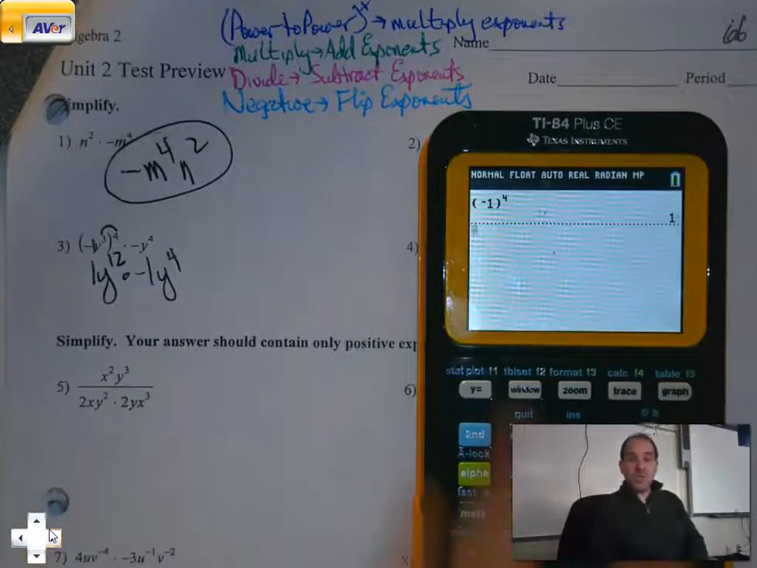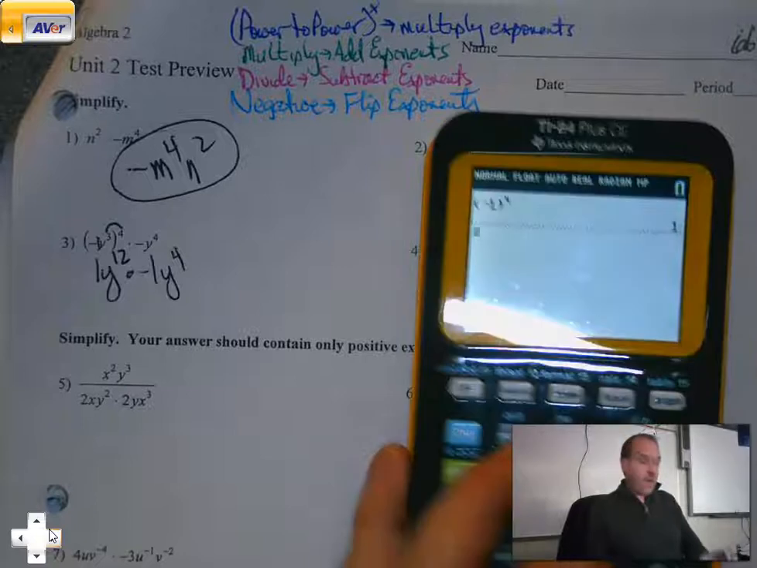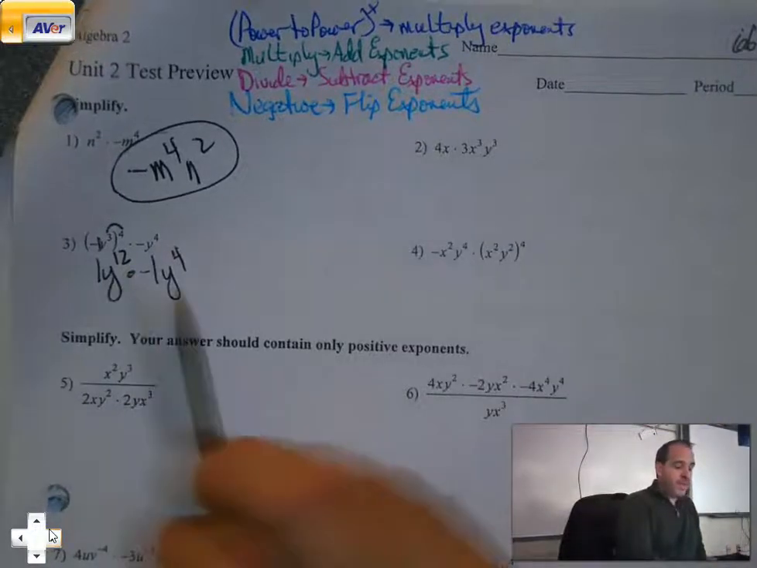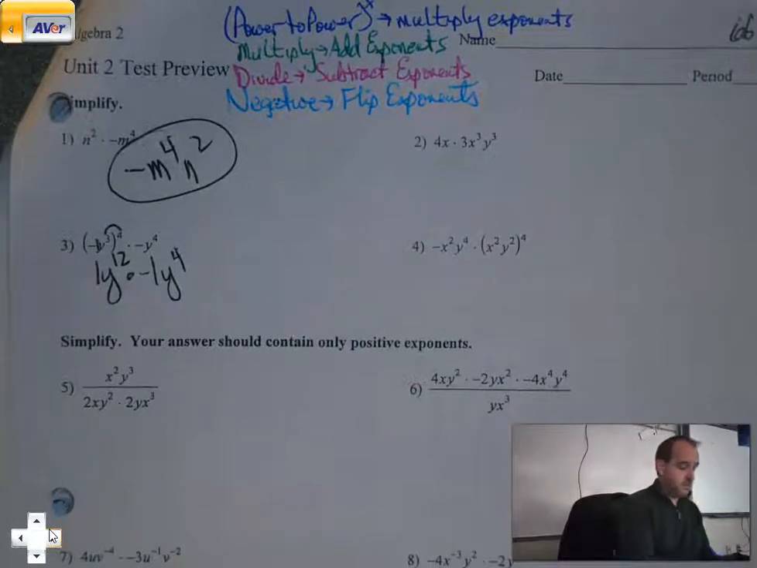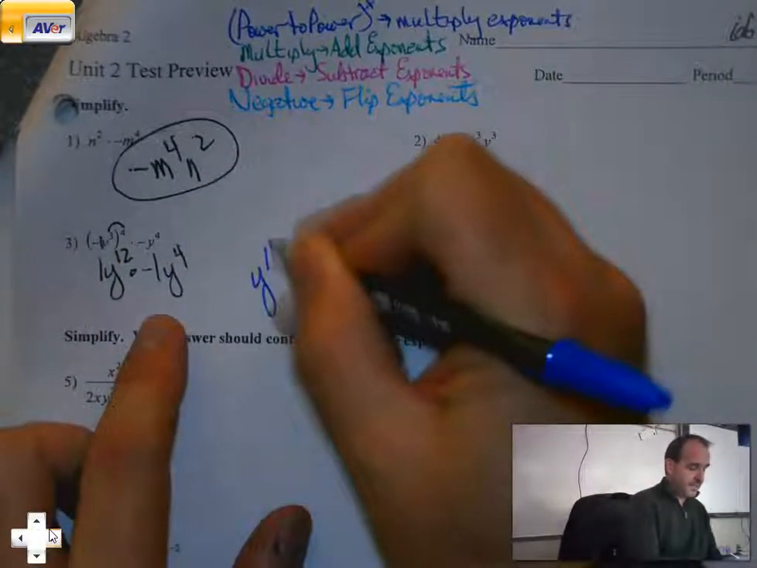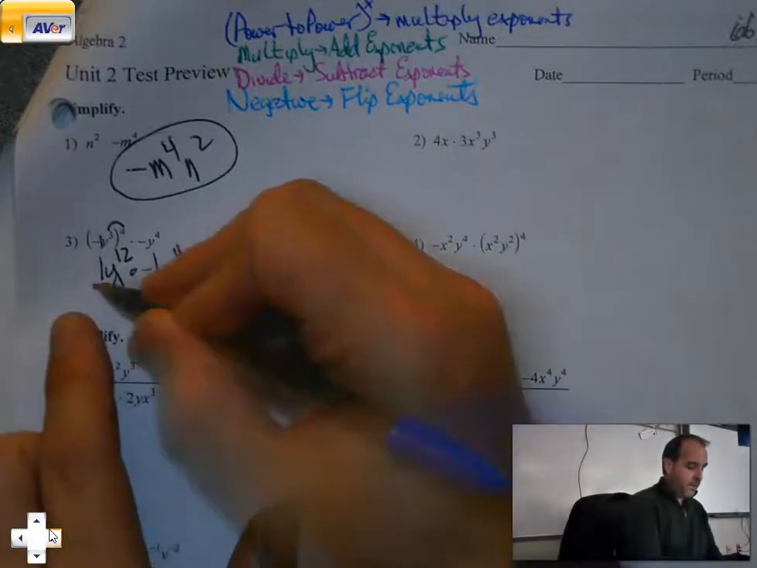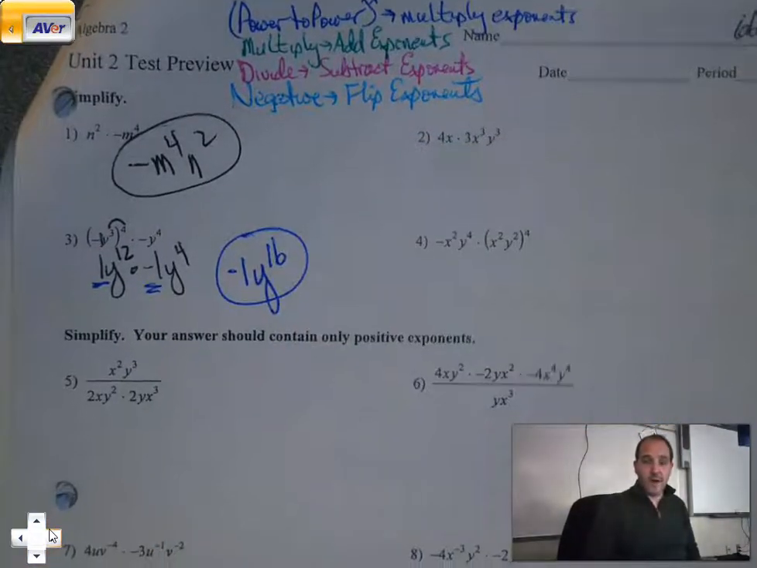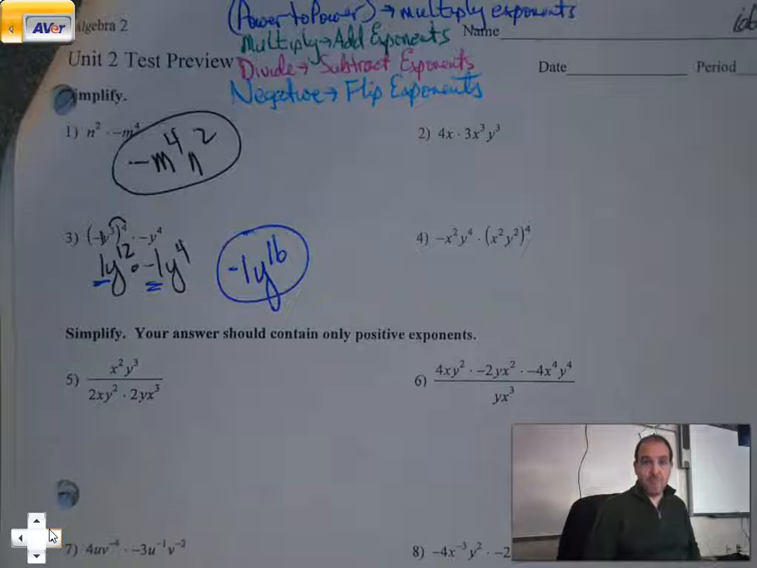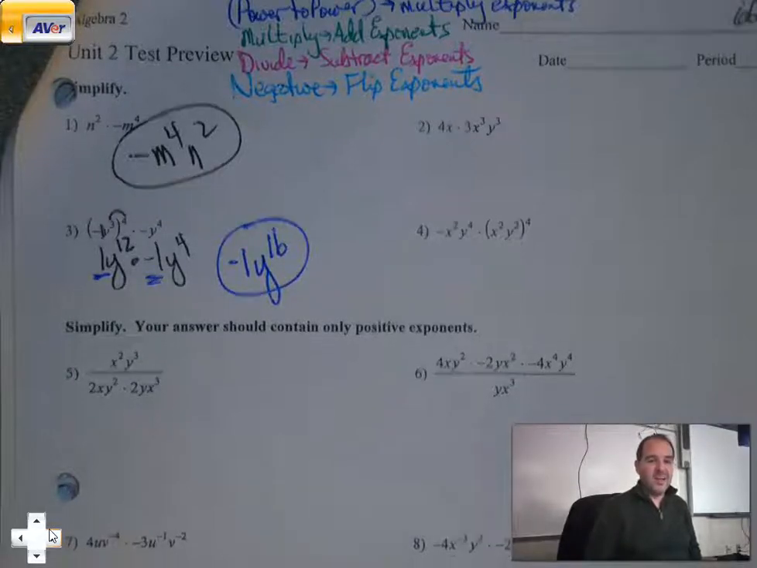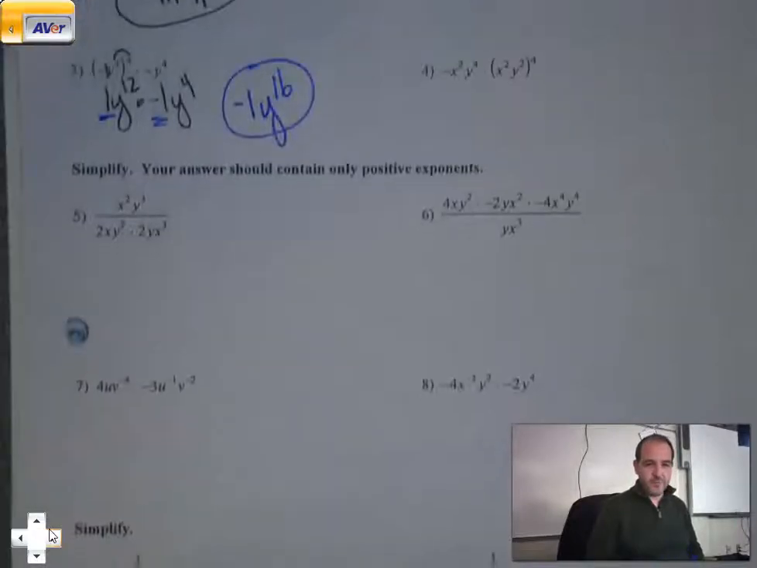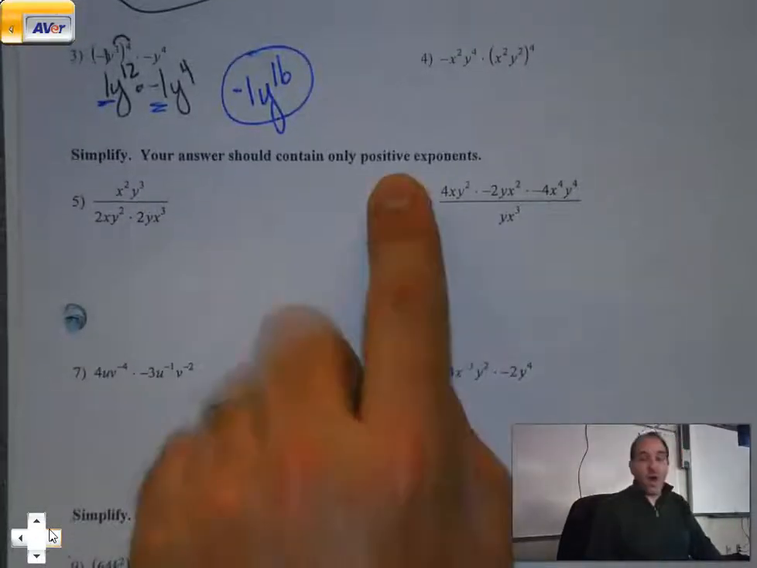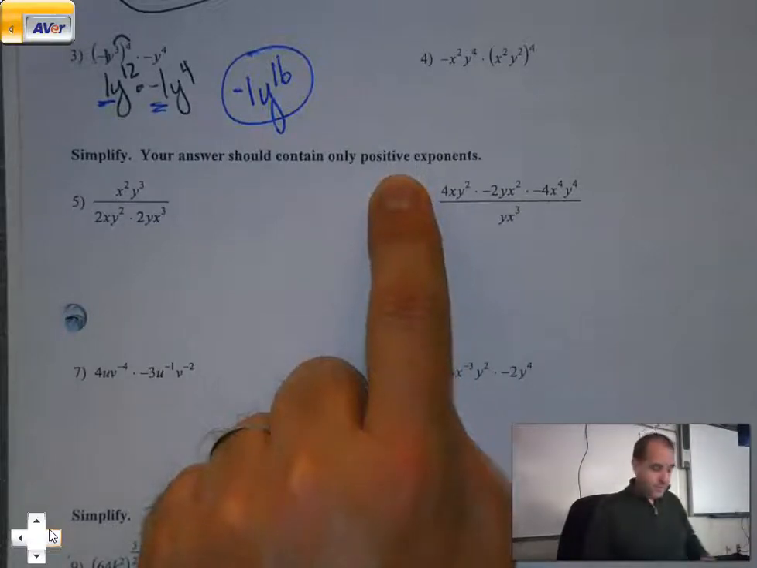Then I also need to make sure, now that I'm to this point, I'm multiplying with a like base, I can add my exponents. 12 plus 4 would be y to the 16th. And 1 times negative 1 would be negative 1 y to the 16th. Or just negative y to the 16th. Okay? So again, distribute, multiply, we're set. Okay. A little bit bigger ones as we get a little further down here. So simplify. Your answer should contain only positive exponents. So no negatives when we get to the end.